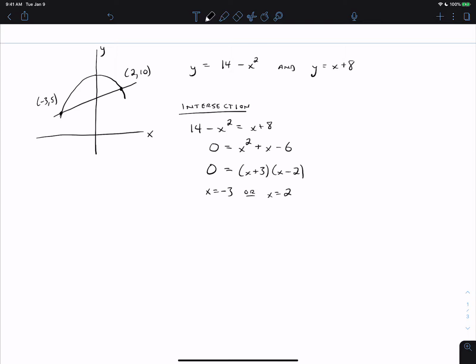Again, not to scale, that's okay, but I just kind of want to see where everything is relative to each other. And again, we're getting the 5 by plugging the -3 in for x on either one of those equations. Okay, so that's how we find the intersection.